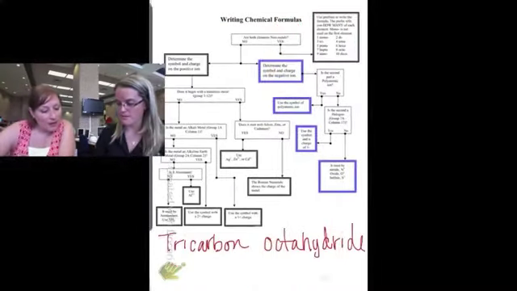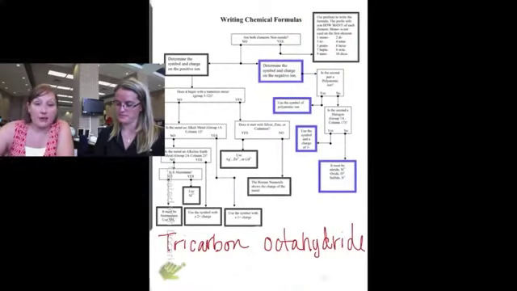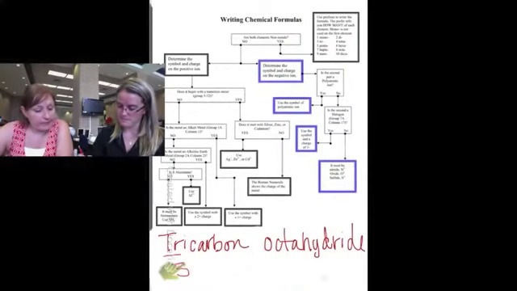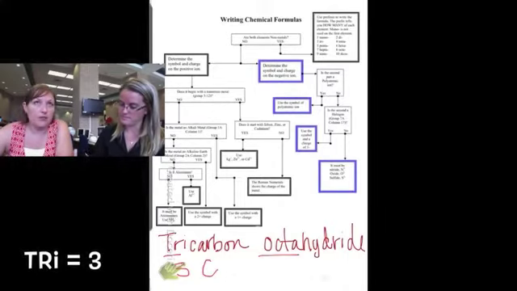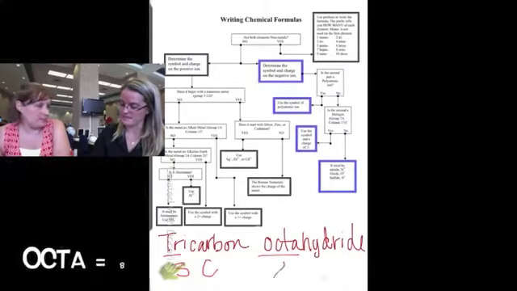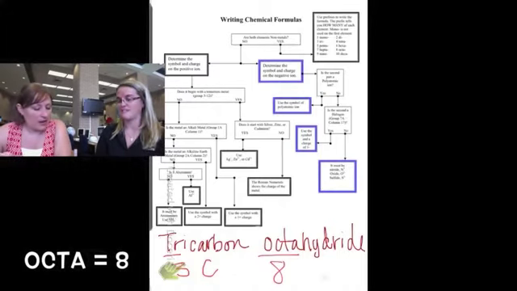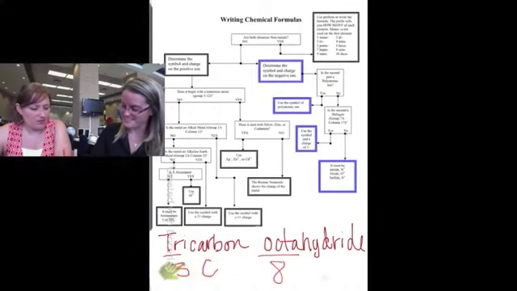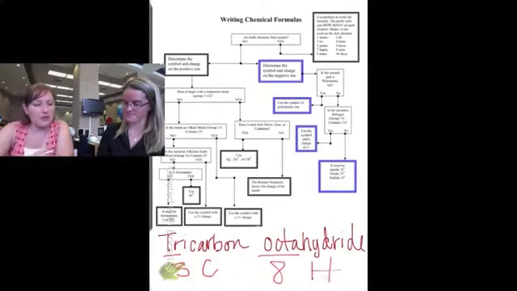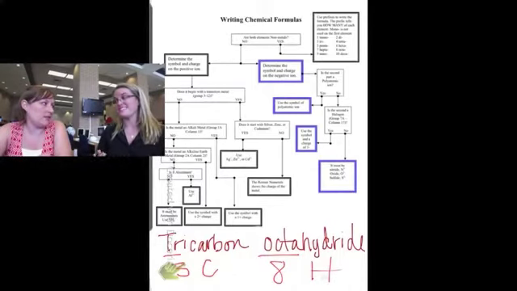All right. I know tri is 3. Carbon is C. Octopus, octagon, 8. And hydride, is that just hydrogen? You're good. But hydrogen's on the metal side. I know, he's that tricky one that looks like he's on the metal, but he's not. He's a nonmetal.